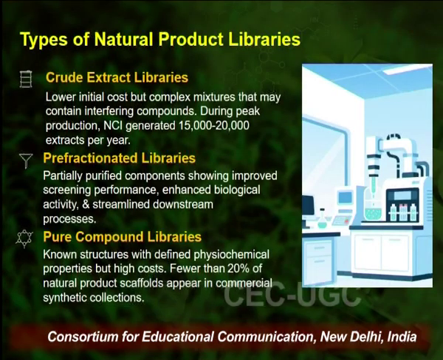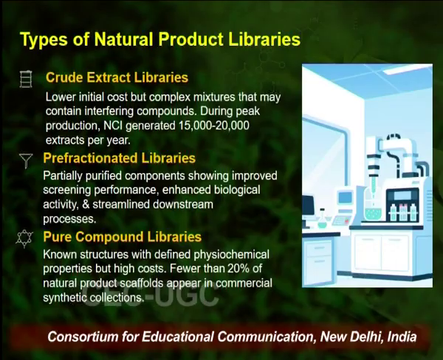Now, if we look into the libraries that are being used in HTS for natural products, as we discussed, largely this technique is used for synthetic molecules, and various libraries of synthetic molecules have been developed which consist of hundreds and thousands of compounds which are evaluated for a specific disease or specific disorder using HTS. In case of natural products, there are different types of libraries that are being used. First one is the crude extract library. As the name indicates, these libraries are nothing but a number of extracts that are prepared by using different plants.